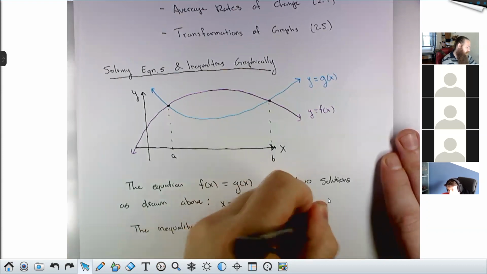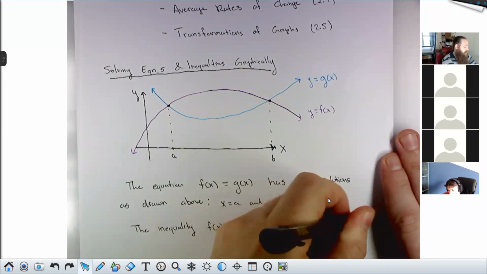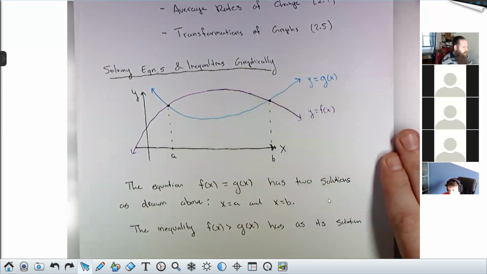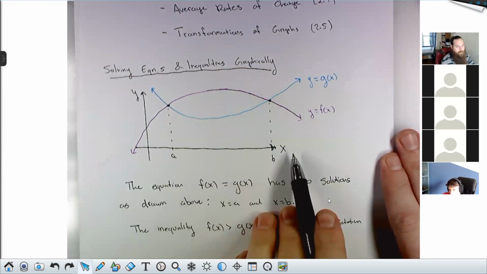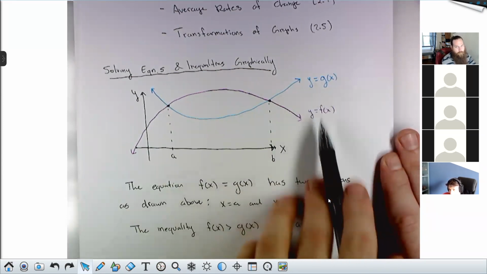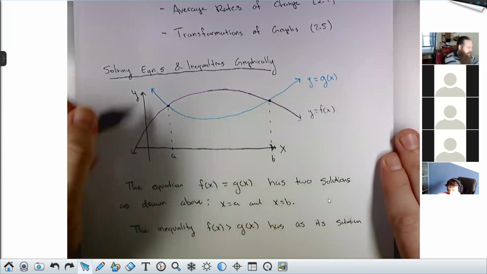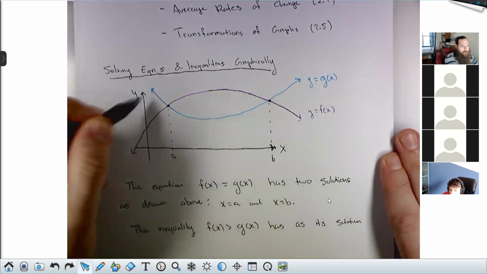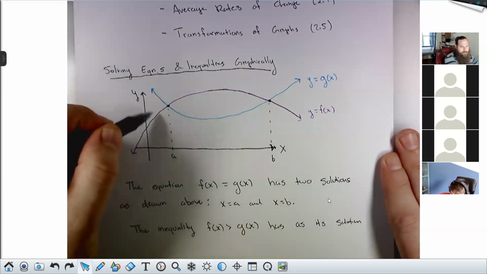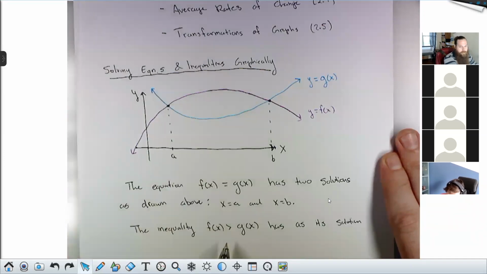So this has as its solution a set of x values, and that's all the x values where the purple f of x is bigger than or above the blue g of x. So if I look at any x value over here, the blue is above the purple, so g of x is greater than f of x everywhere over here. So this is not satisfied there.